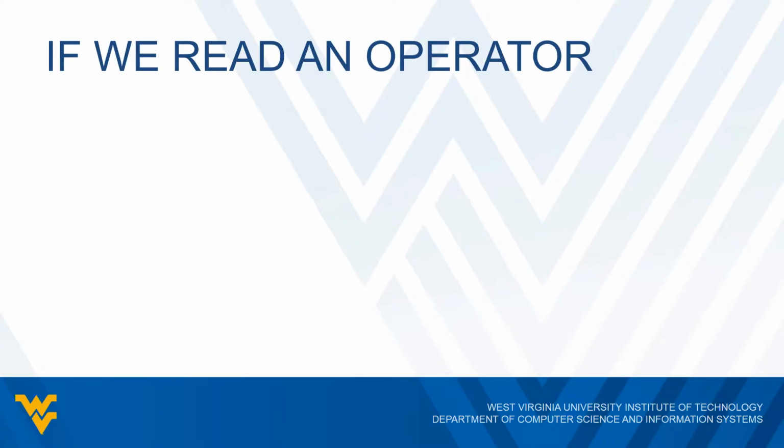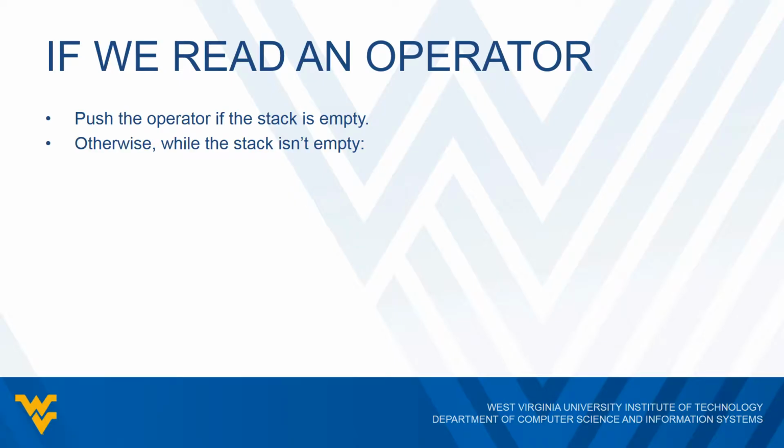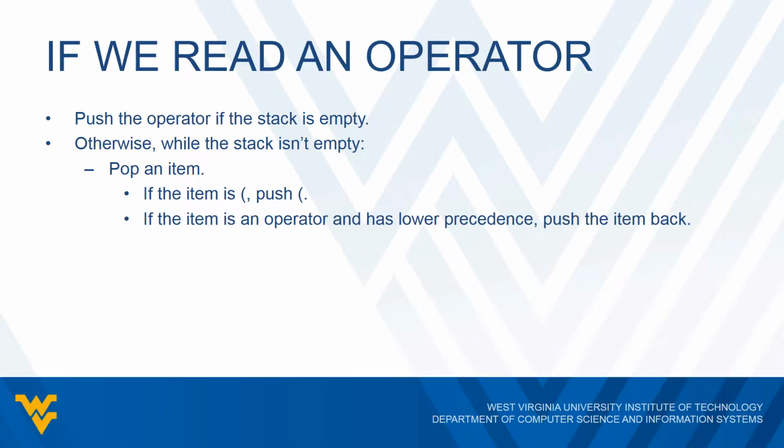Now, what if we read an operator? Well, that gets a little tricky. So what we do is we first check the stack. If the stack is empty, then we need to push the operator onto the stack because we're not ready to evaluate anything just yet. Now let's suppose the stack is not empty. So while the stack is not empty, we're going to pop an item. Now if that item is an open parenthesis, we'll push that back onto the stack. Now if the item is an operator, we have to check the precedence level. So if the item that we pop has a lower precedence than the current operator, we're going to push that back onto the stack.